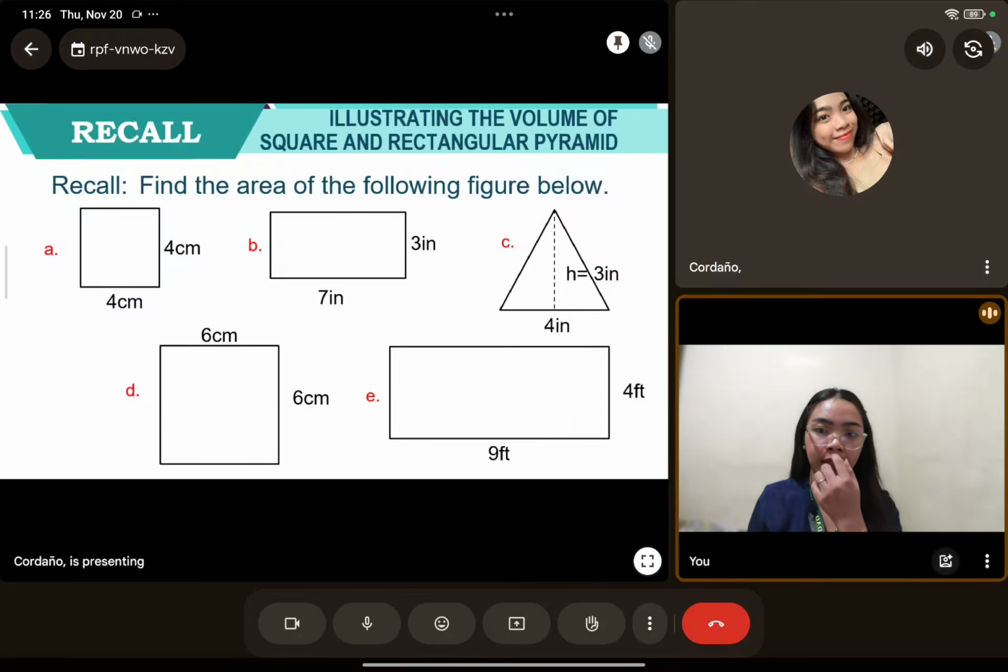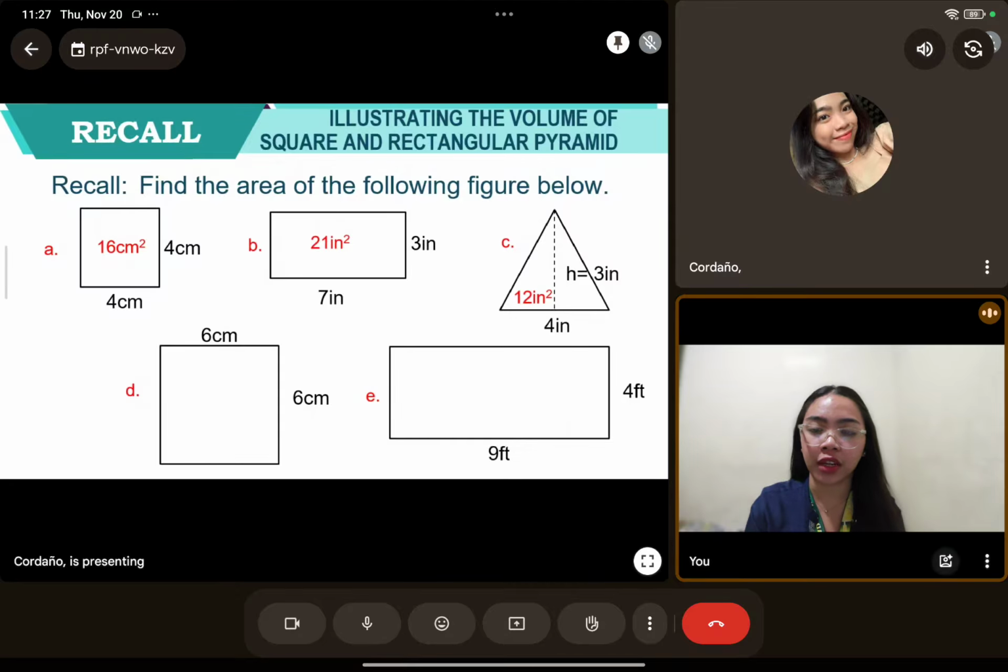So, for the first one, what is the area of letter A? Yes. So for letter A, it is 16 centimeter squared. Take note that when you're answering an area, always put the square. Okay, next. B, yan. So, 21 inches squared. For our letter C, so the answer is 12 inches squared.